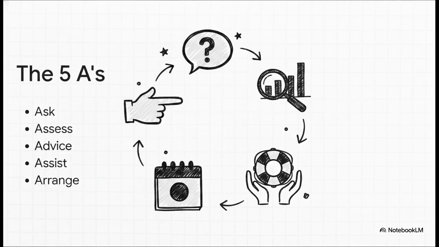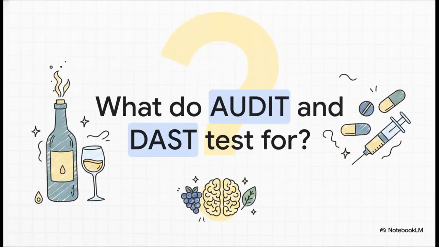The 5 A's are ask, assess, advice, assist, and arrange. Listen to the rhythm of the words as I say them again. Ask, assess, advice, assist, arrange. Beautiful. Here is your final matching puzzle for this explainer. Let's see if you can fill in the blanks.